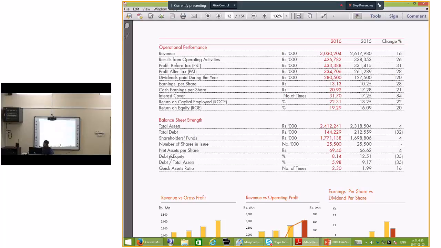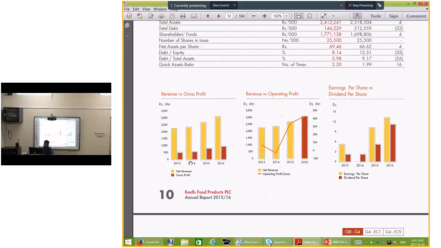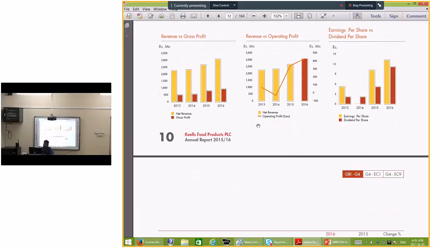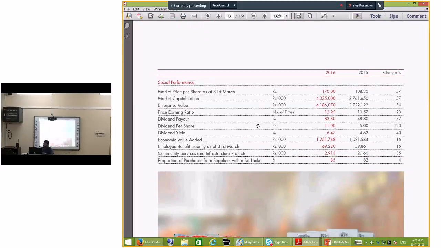But even under those conditions, quick assets or the liquidity position also increase, right? Then again net revenue and gross profit, then gross profit and net profit. Now you can see that comparison, very attractive graphs, bar chart and line chart. Then you can see that type of attractive document. Those are very much important for making decisions for investors.